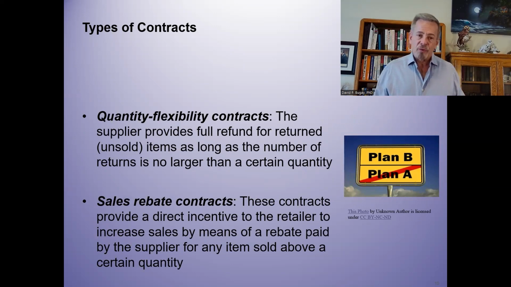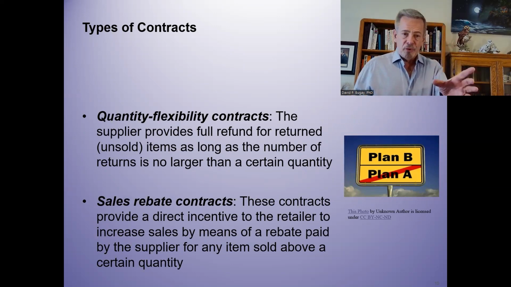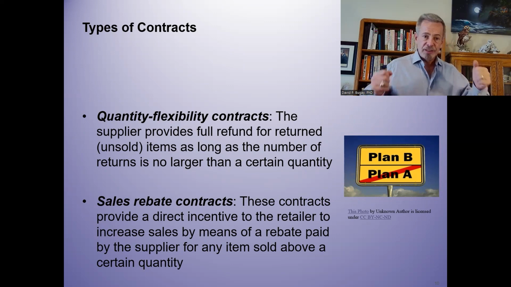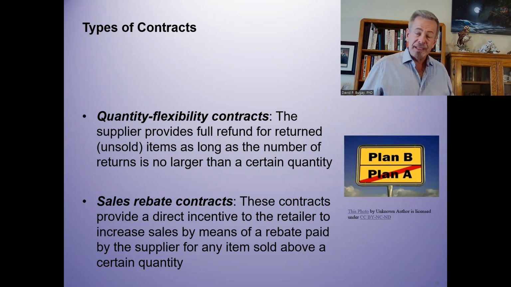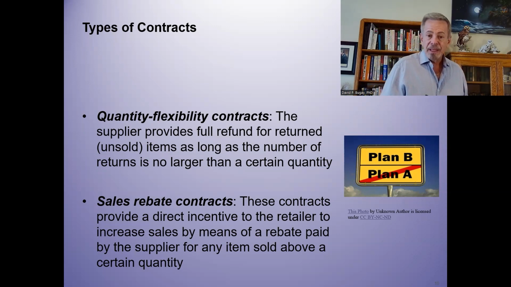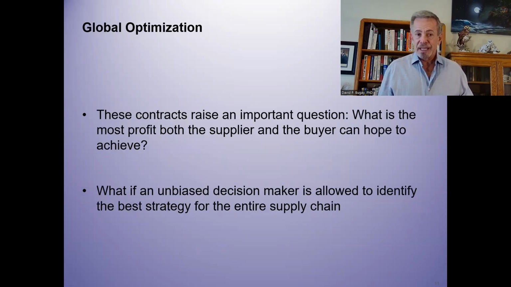Sometimes you have flexible quantity contracts. What if a full refund for returned items, as long as the number of returns is no larger than a certain quantity? That way you're winning, and that way you're not being stuck by having dogs that are sitting over there because the retailer doesn't care or just accepts junk back in the process. So that being said, that really helps an awful lot, and you'll have different clauses like that are standard in an awful lot of contracts. Sales rebate contract, a direct incentive to increase sales by means of a rebate paid. So it depends what you're out there. So look at the sales rebate contract as an option.